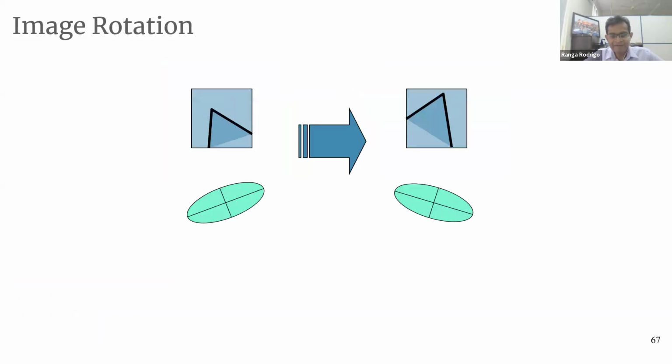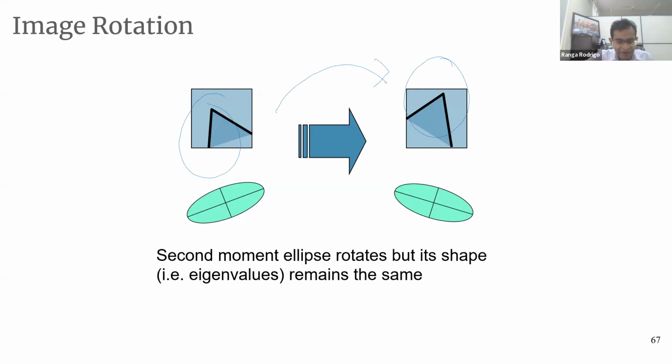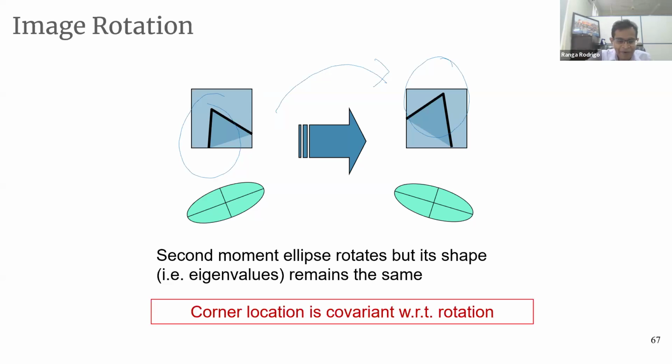Okay, now the rotation. What's the situation here? So originally the image is like that. Now you can see here there is a rotation. Will this create a problem to detect the corner? No, it will detect the same corner, but the orientation will change. So therefore your eigenvalues will change. Second moment ellipse rotates, but its shape, that is eigenvalues, remains the same. So I lied to you. Eigenvalues do not change, but the rotation matrices change. I'm very sorry about that. Corner location is covariant with respect to rotation.